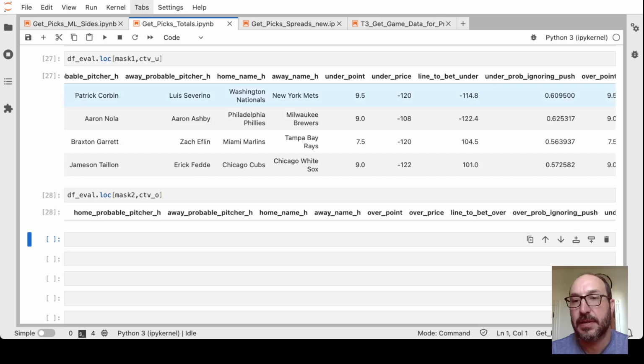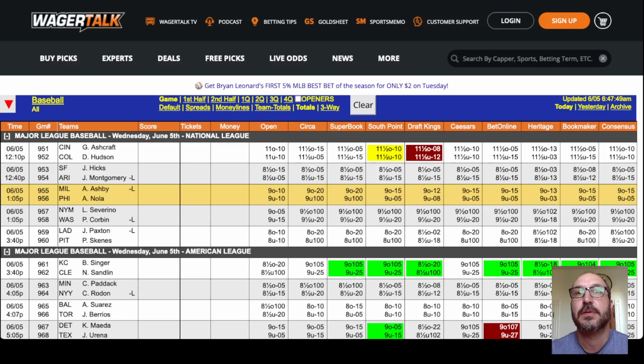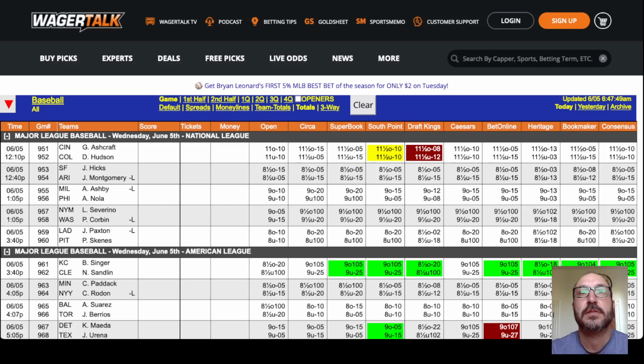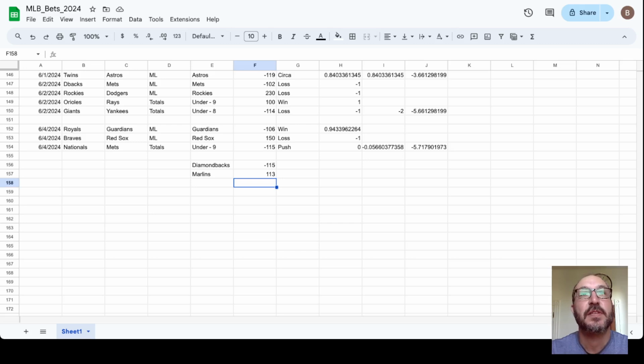Next up is Phillies Brewers. It's saying take under 9 at minus 122, and it's showing minus 108, so we should be able to find a bet there. Phillies Brewers, let me just check the point again. Yeah, Phillies Brewers under 9. We're actually getting even money under 9 here at Circa and Superbook. So we will take that Phillies Brewers under 9, at even money.